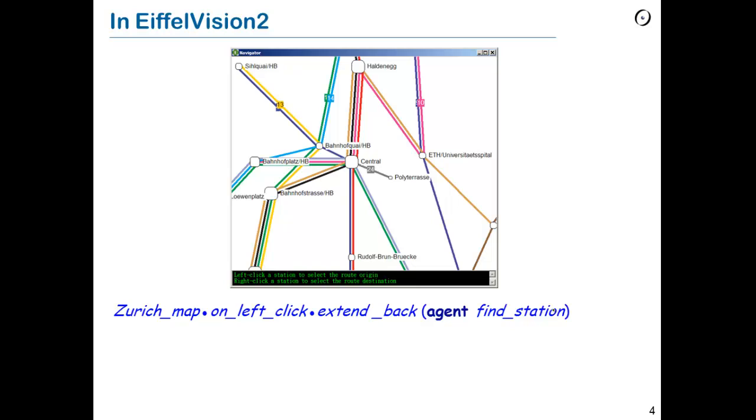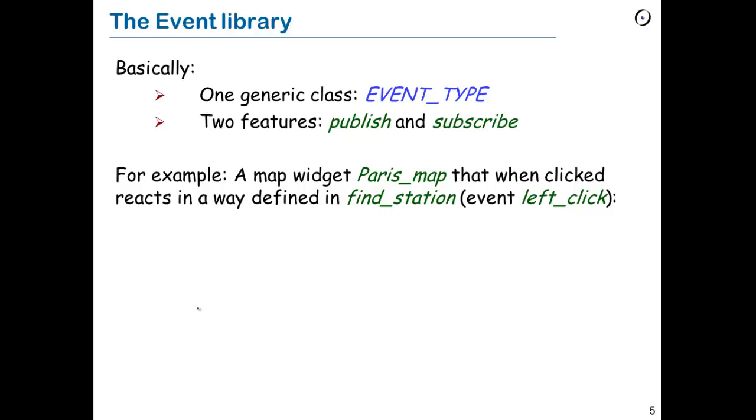So if you look at the Eiffel Vision library that I just mentioned, it does this in the way shown here by on left click and so on, but we're going to use, with the Eiffel event library, a more simple and more general scheme where we have just one generic class and two features. So it could hardly become simpler. Actually, it could not be simpler than that.